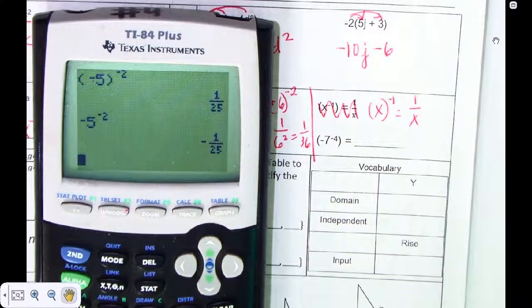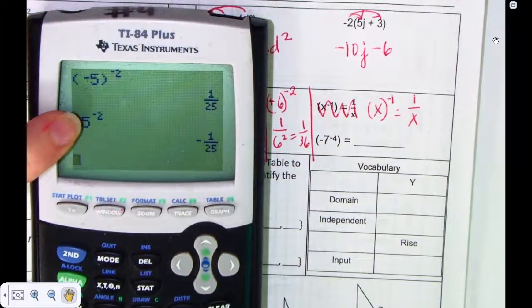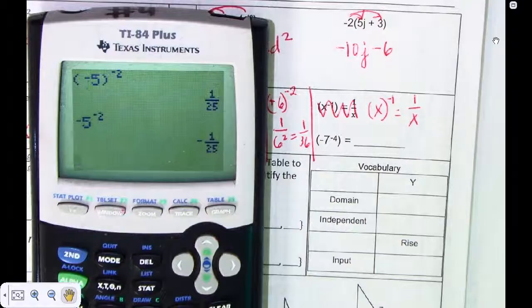Guys, you can learn so much by putting things in the calculator. Oh, if I put it in parentheses, it's going to be positive. If I leave it out, it's going to be negative. Because that is just taking the 5 to the -2 power. Does that make sense? And then it's the opposite of that. Okay?